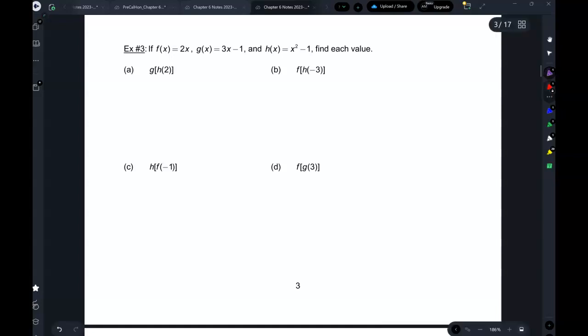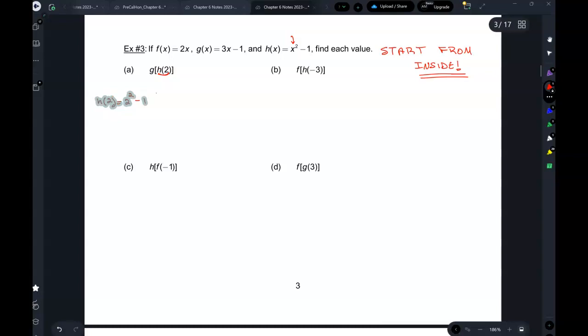What we do is, for this, we have to start from the inside. Okay, start from the inside. So, take a look here. What's inside? h of 2. Okay, we can find h of 2, right? H of x is this. H of 2 is here, 2 squared minus 1, right? Everybody okay with that?